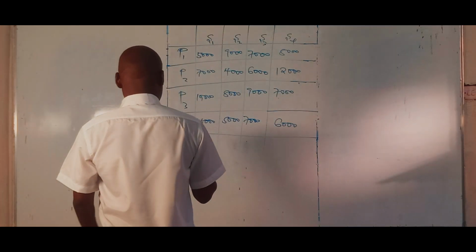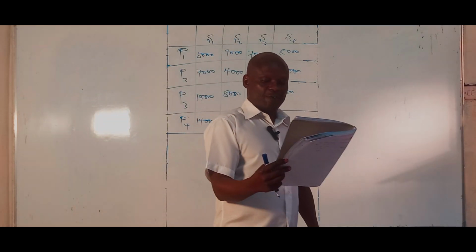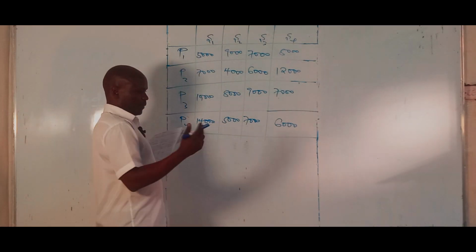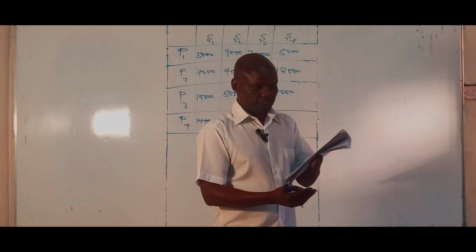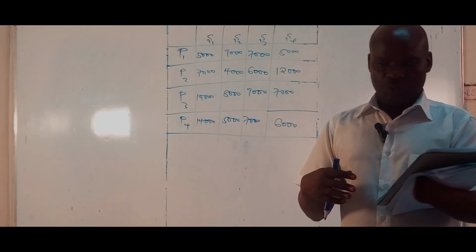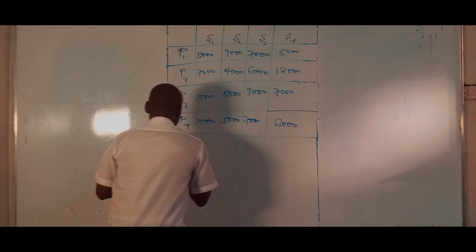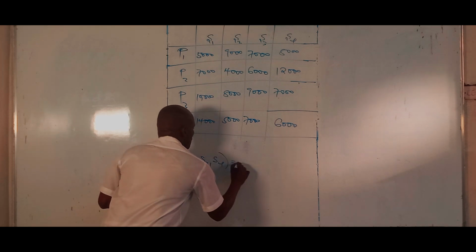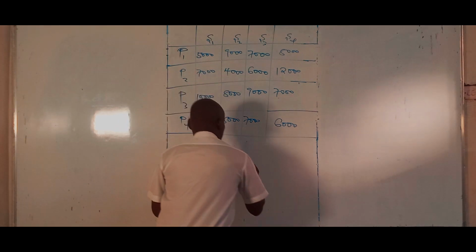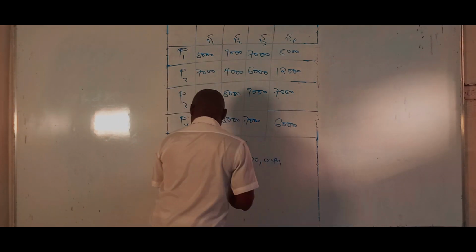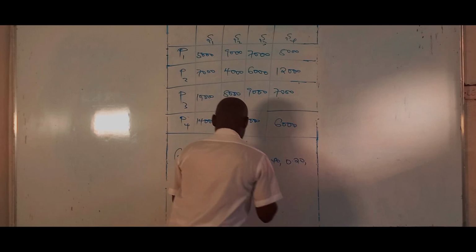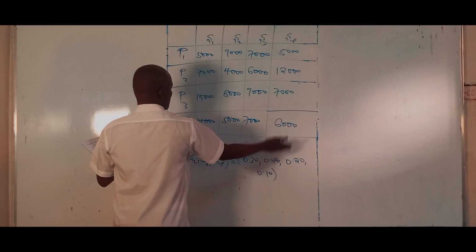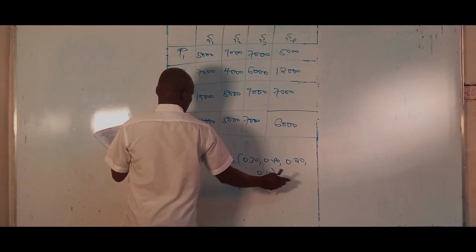And we are given the probabilities for S1, S2, S3 and S4, and I would want to give them in a row vector form. This is the initial probability, given in vector form. So I have S1, S2, S3, S4 being equal to 0.30, 0.40, 0.20, and 0.10 respectively. So that's the initial probability vector.